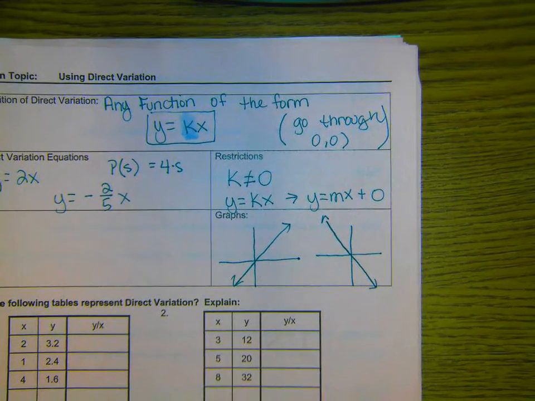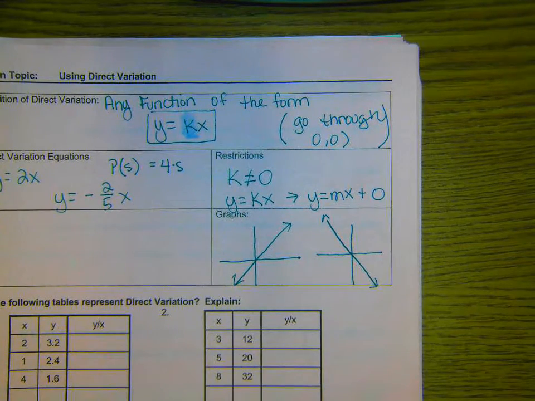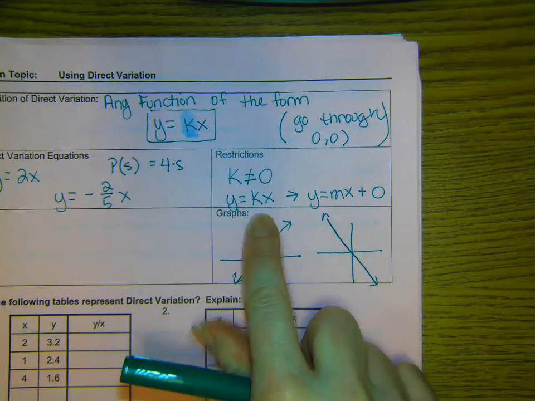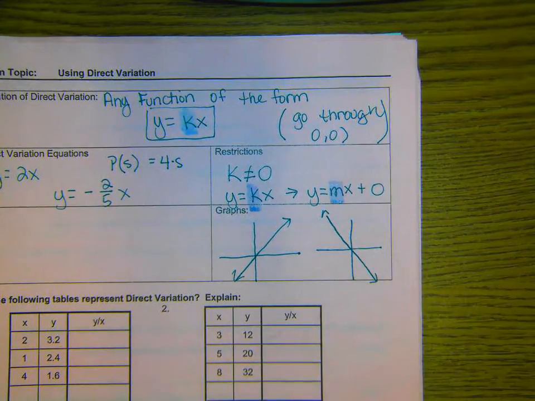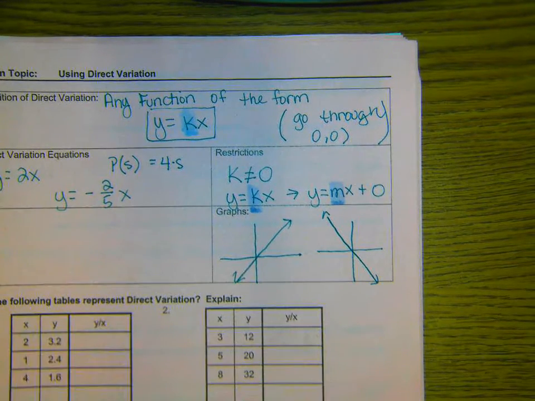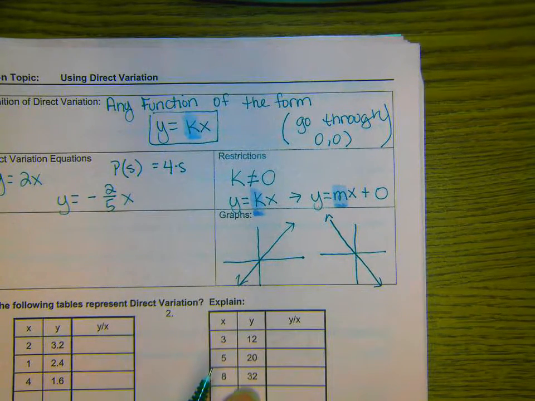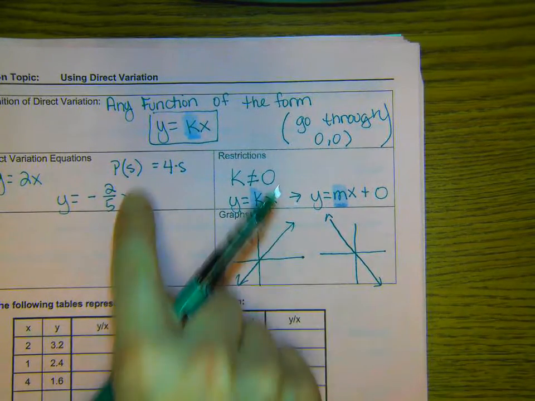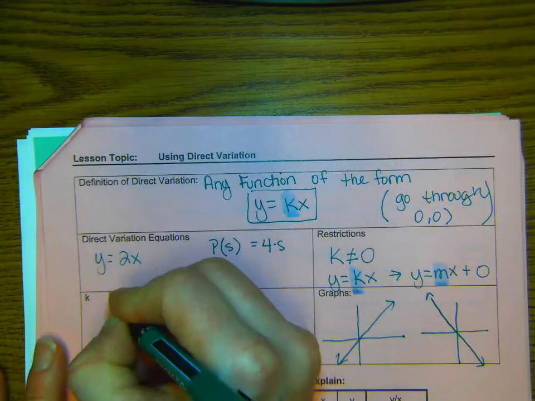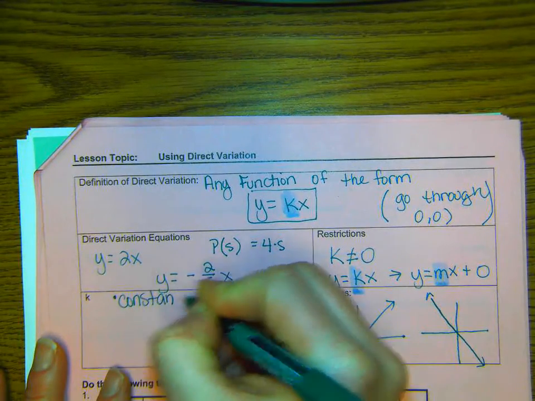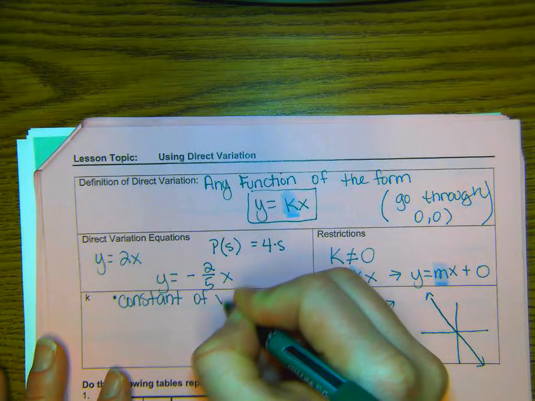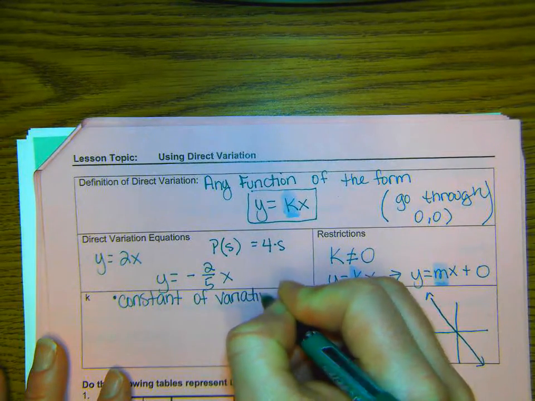So I know that when you see this, that k is the same thing as the m. But when we're talking about variation, because we're relating two quantities usually, like here it was the perimeter and the length of the side, we have a special name for k. It is also called the constant of variation. So if I ask you, what is the constant of variation, I'm just asking you, what is k?